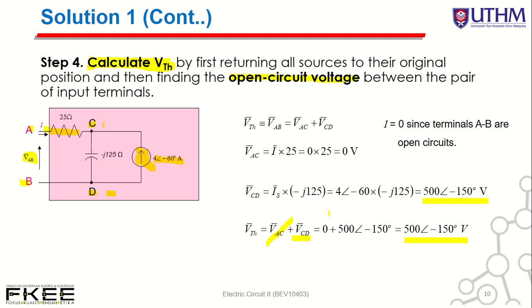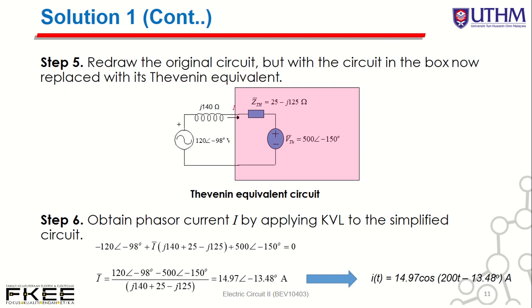Next, what you need to do is redraw the original circuit, but with the circuit in the box now replaced by the Thevenin equivalent circuit. This is your original one. The circuit in the box you replace with the Thevenin circuit. VS is connected with the ZTH and VTH. This is the position of the current.